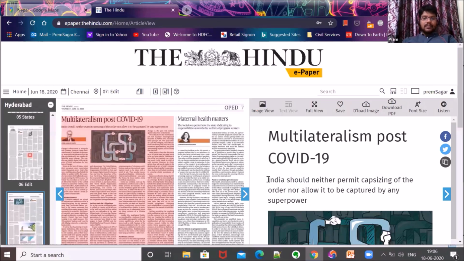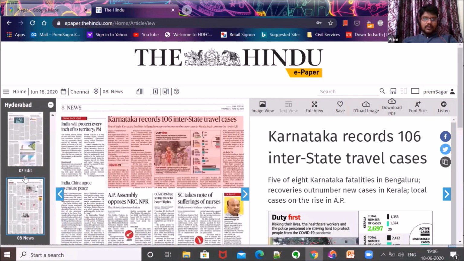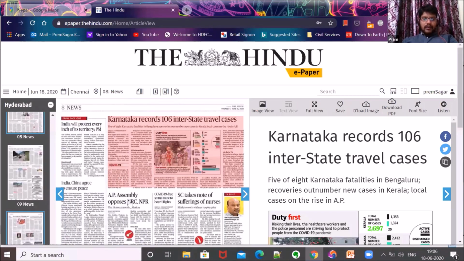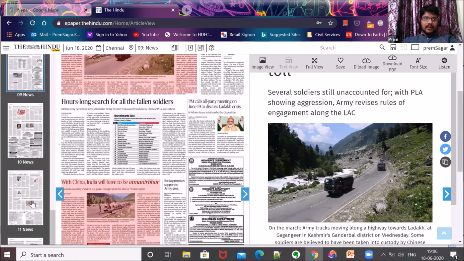If there are other people, you don't need to read it from GS or IR. It's only for PSIR. Okay. So that is about this editorial. And apart from that, I don't see anything much important to concentrate on, apart from knowing how this happened, what this China, India, Atmanirbhar is.